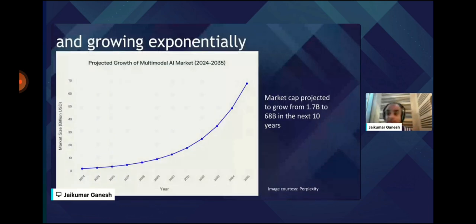I actually asked ChatGPT, what do you think about this? And it sarcastically replied, now I get a chance to fail at just one modality. All right, keeping jokes aside.